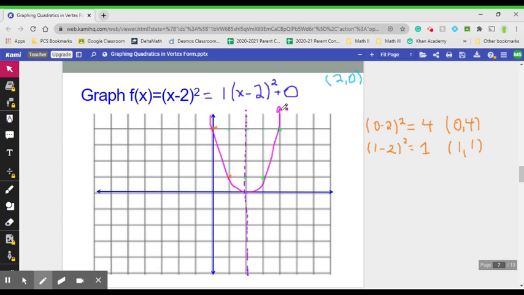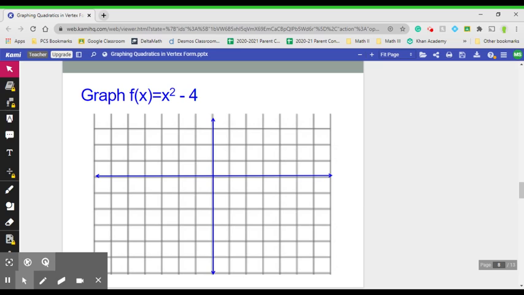And that looks pretty good to me. And we have our parabola graphed. Moving on to problem number 2. We have x squared minus 4.